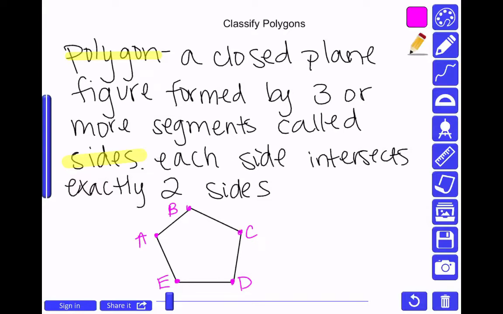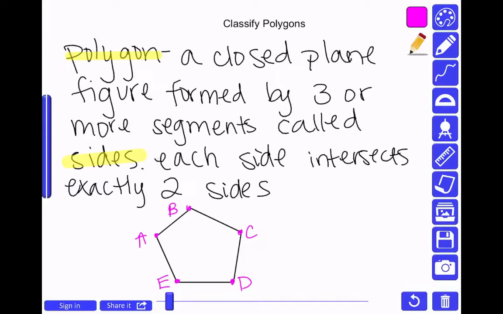This video is on classifying polygons. This is from chapter 1.6 in the book. A polygon is a closed plane figure formed by 3 or more segments that are called sides. Each side intersects exactly 2 sides.